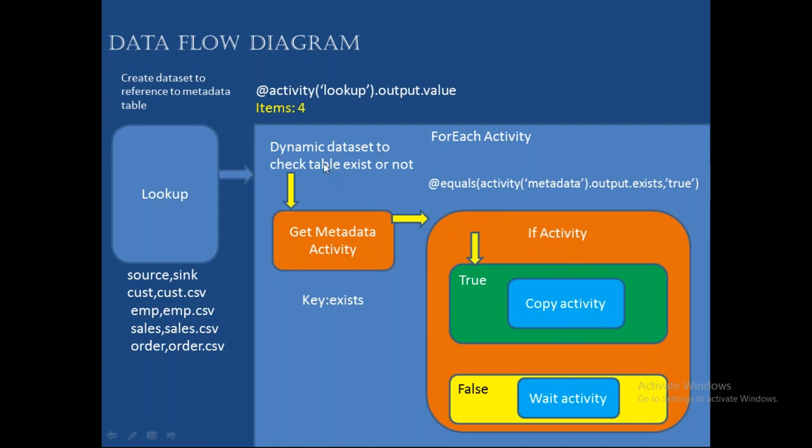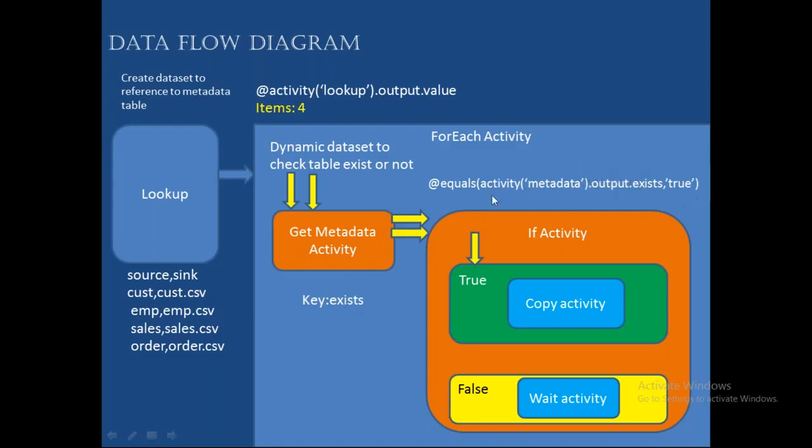Once everything is done, for each will pass the next item. In this next item, I have emp comma emp.csv. I need to take this emp name and check whether this emp table is available in Azure SQL database or not. If it is available, exist will return true or false. Let's say exist returns false, it is not available. I will go and check in the if activity. So this value is output.exist, which is false.